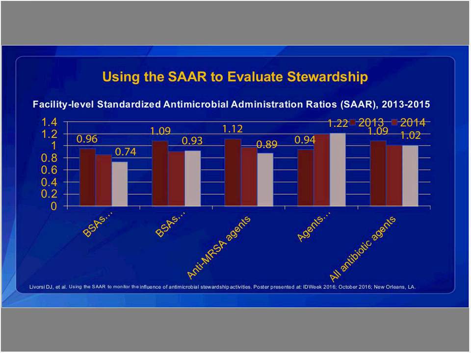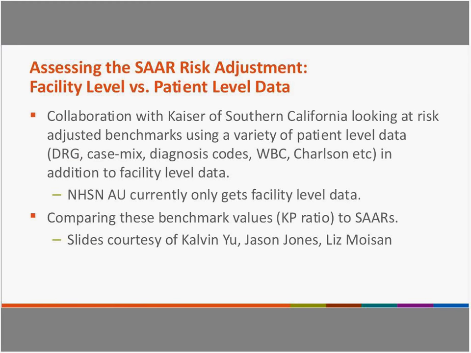Well, what about risk adjustment? We've been working with Kaiser of Southern California. The Kaiser system has the luxury of having all of the patient-level data in a central database. And Kaiser of Southern California is also reporting data into the NHSN Antibiotic Use Option. And so they were able to compare the benchmark values using only facility-level risk adjustment, like what we do in NHSN, to much more granular risk adjustment using a number of different patient-level characteristics. They made a couple of really interesting findings.